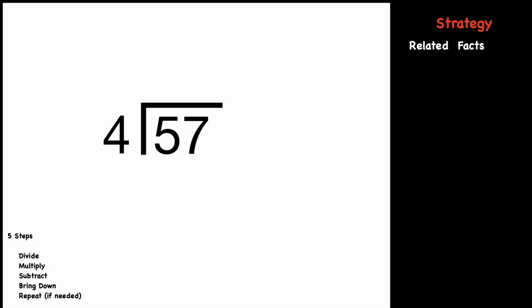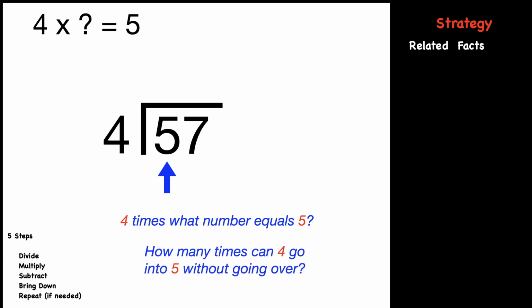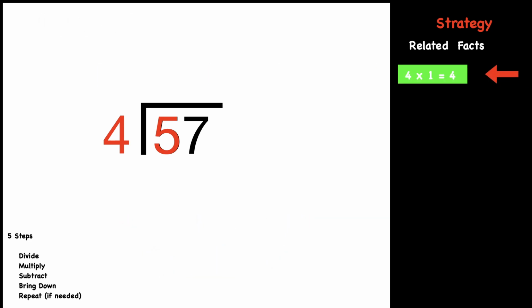Let's try another related fact strategy. 57 divided by 4. Our first step is, 4 times what number equals 5? In other words, how many times can 4 go into 5 without going over? Using our facts, 4 times 1 is 4. 4 times 2 is 8, which is too much, so we're going to use 4 times 1 equals 4. We're going to use the 1 and the 4.